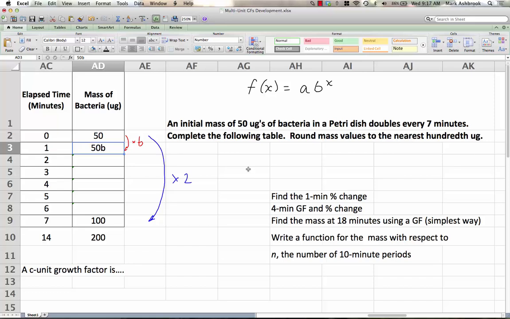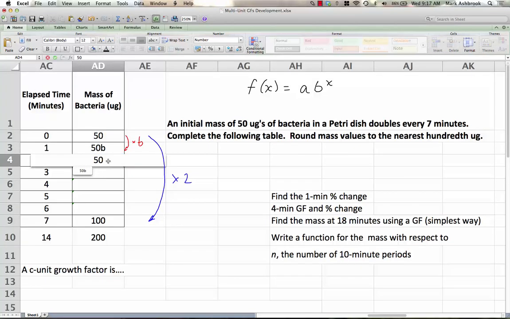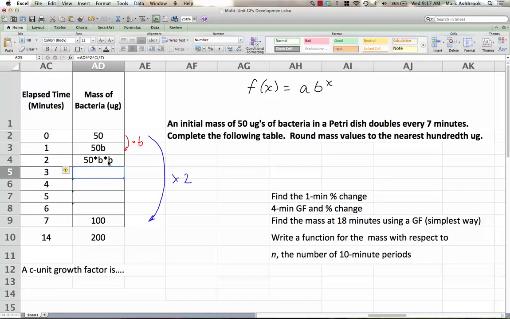Okay, what about after 2 minutes? 50B squared, or 50 times B times B. Every minute you multiply by B. This is the whole point that we started talking about. So then we ask, so this is another times B, right? So every minute, it's the same thing.